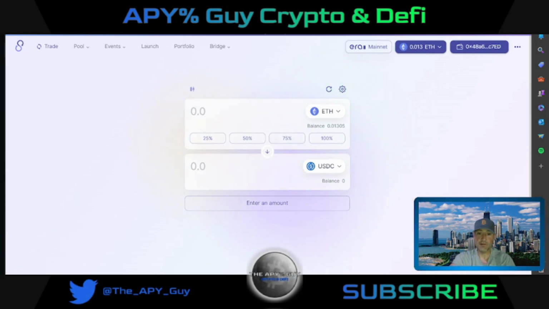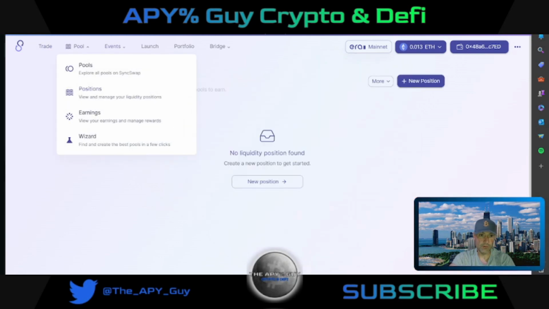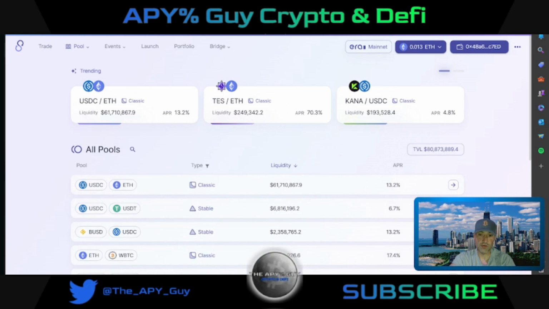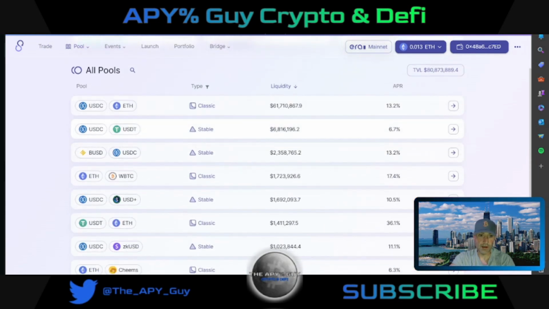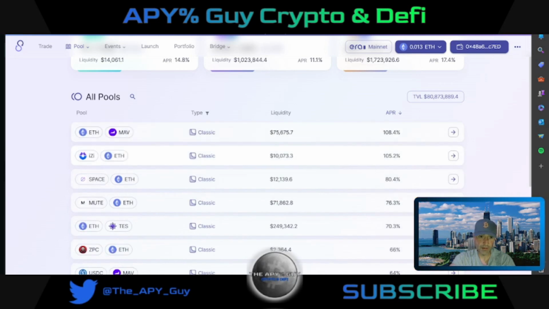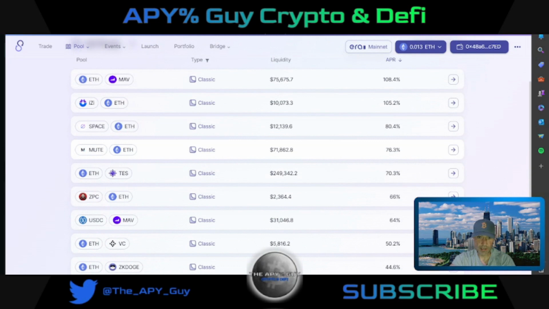The gas fees are very minimal on ZkSync. So you just want to leave enough for gas fees, just a little bit of Ethereum. The pools here, if we take a look, there's quite a few different ones and they show you a percentage APR. If we double click on it, the best percentage APR is ETH MAV one.